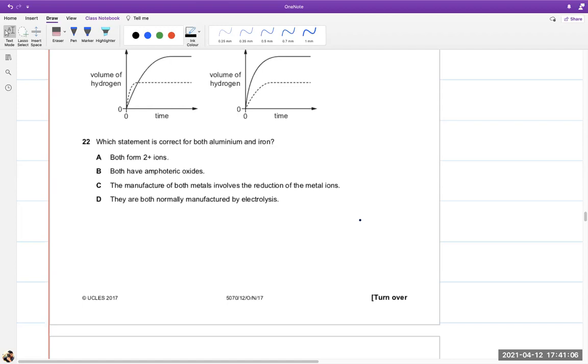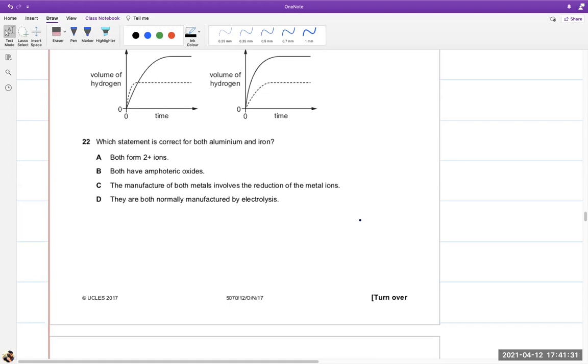Guys, that's not right. Aluminium is +3. Iron is +2 and +3. It makes both, but aluminium is only +3. So this can't be right. Both have amphoteric oxides. Again, we know that aluminium oxide is definitely amphoteric, but we don't know that for iron oxide. In fact, that is basic.